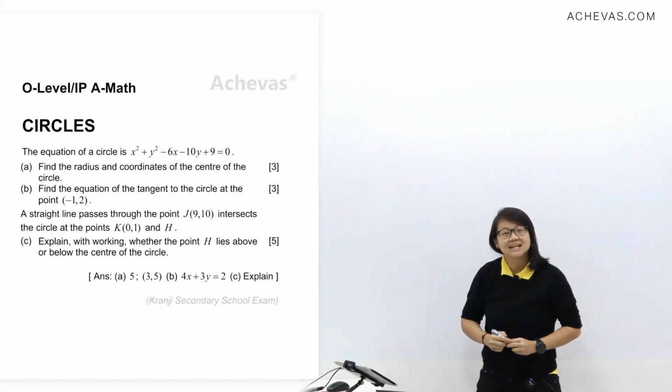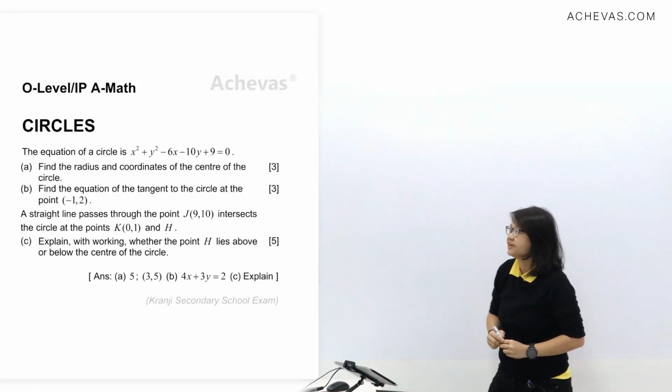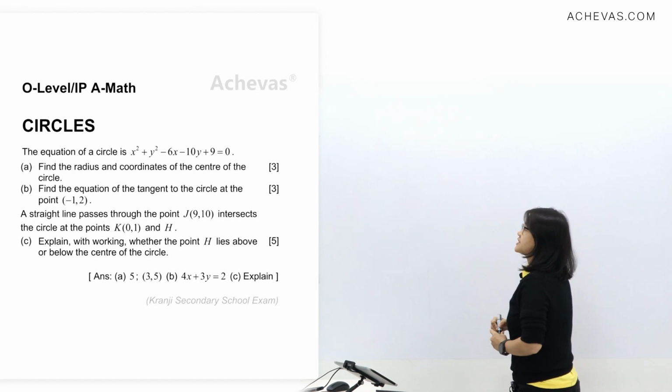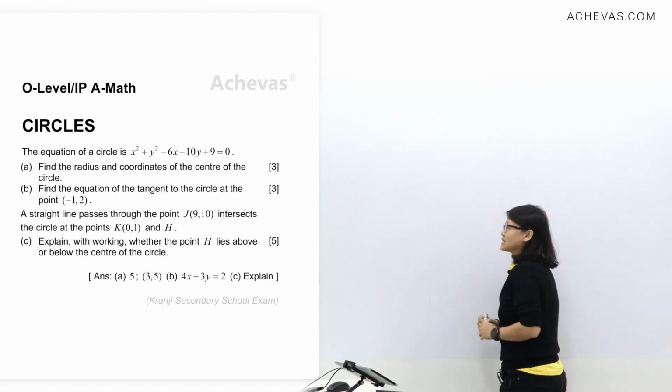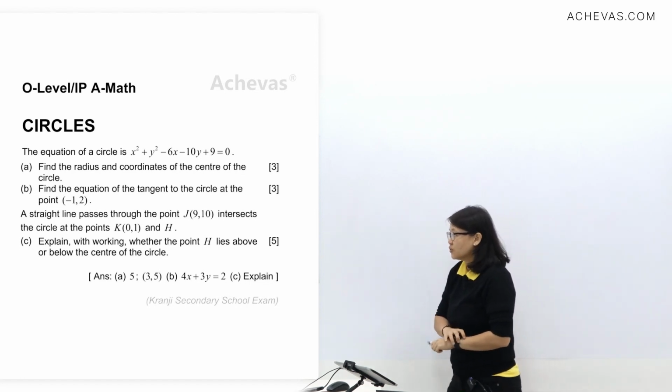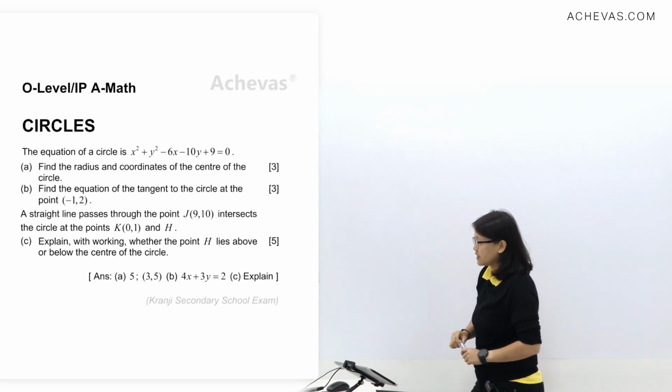Let's take a look at a circle question here from Kranji Secondary. The equation of circle is x squared plus y squared minus 6x minus 10y plus 9 equals to 0. Part A, find the radius and coordinates of the center of the circle.